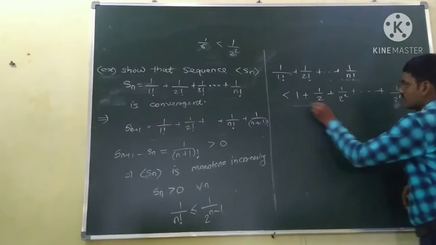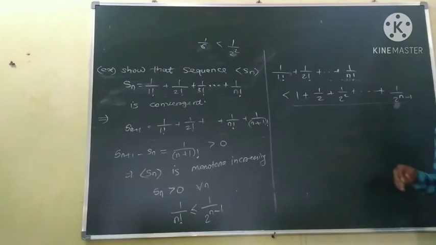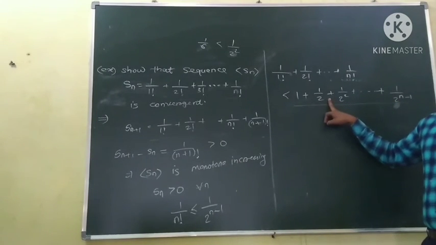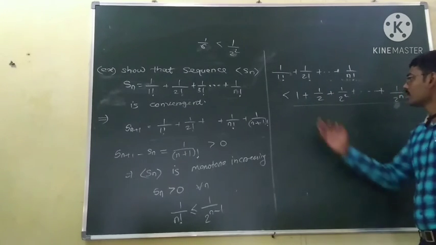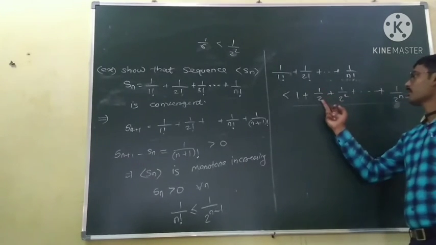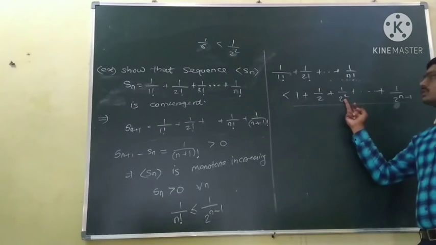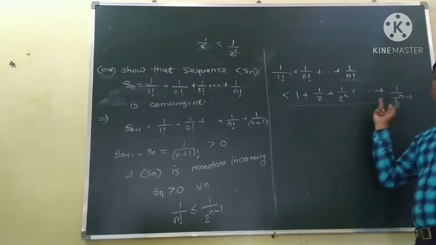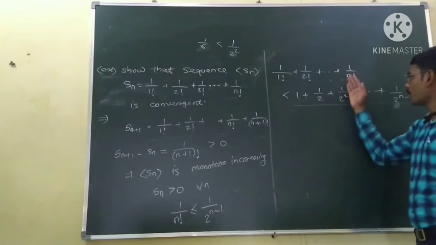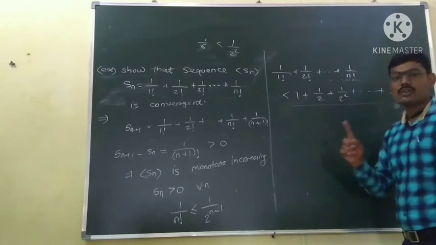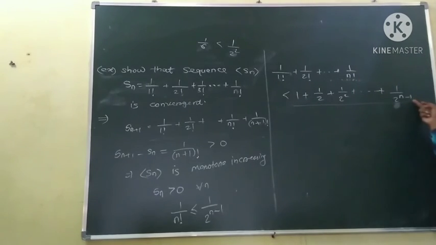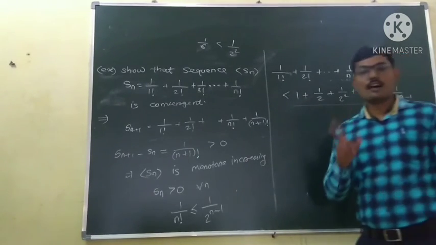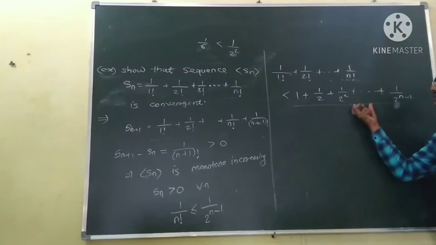Now look at these terms. This is nothing but a geometric series with common ratio half, that is 1 by 2. See, first term is 1, second term is 1 by 2, third term is 1 by 2 square. So you can take the ratio of any two consecutive terms: 1 upon 2 square divided by 1 by 2, you will get 1 by 2; 1 by 2 upon 1, you will get 1 by 2. So this is a geometric series with common ratio half, and we know the summation formula for this series.